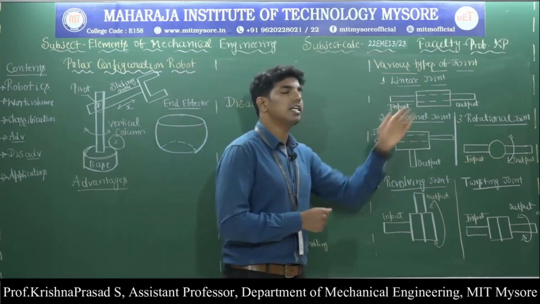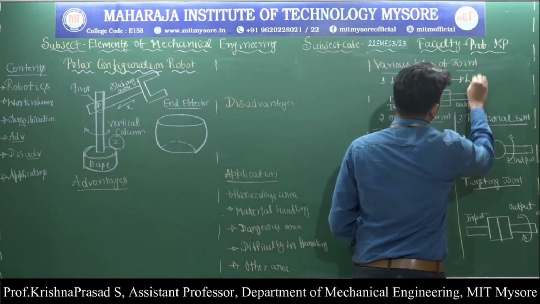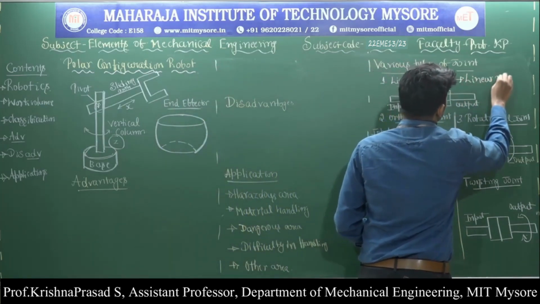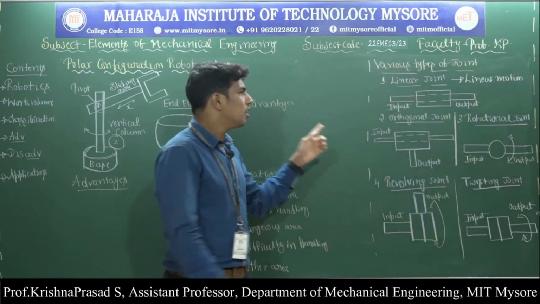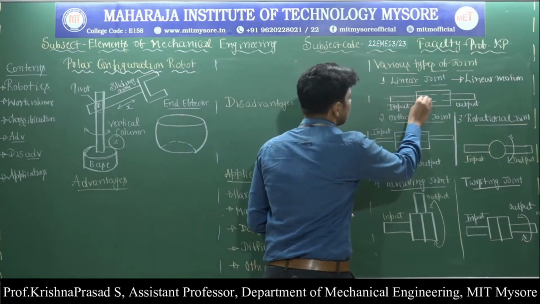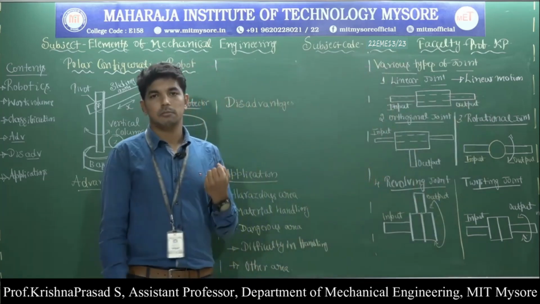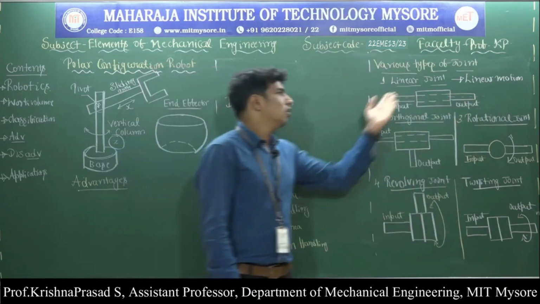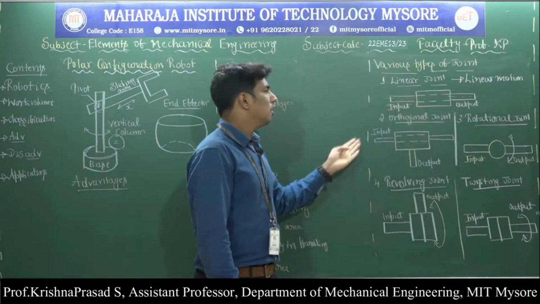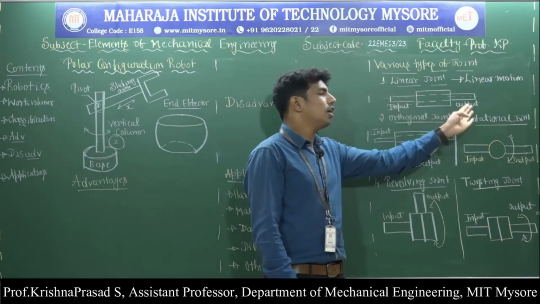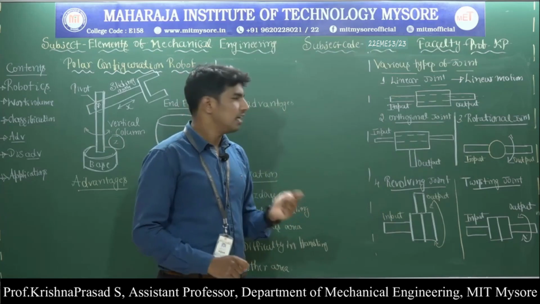First one, what is meant by the linear joint? The linear joint provides the linear motion in such a way that the axis of the input link and the axis of the output link are parallel to each other. Observe here, the linear joint provides the linear motion. Here the axis of the input link and axis of the output link are parallel to each other. These kinds of joints are called linear joints.